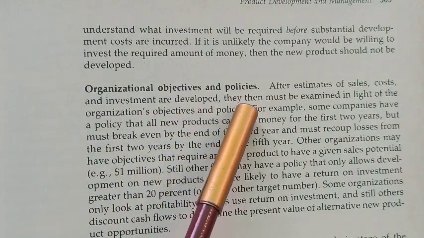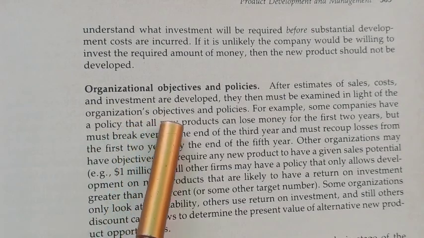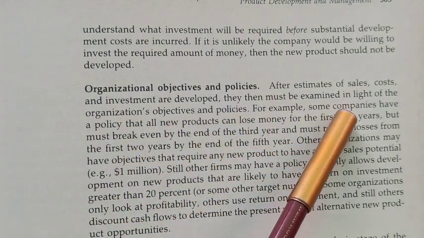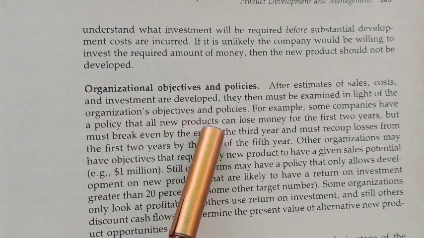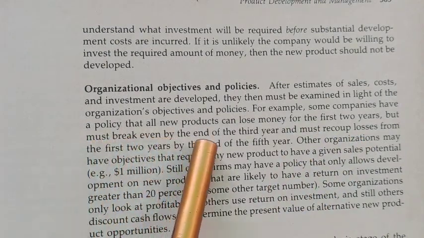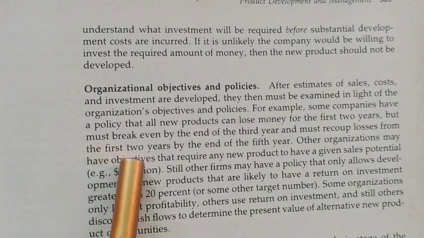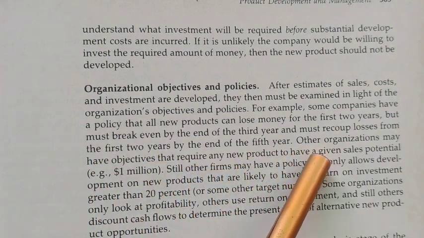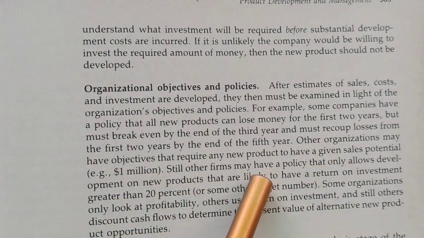Organizational objectives and policies. After estimates of the sales, cost and investment are developed, they must then be examined in light of the organization's objectives and policies. For example, some companies have the policy that all new products can lose money for the first 2 years but must break even by the end of the third year, and must recoup losses from the first 2 years by the end of the fifth year.